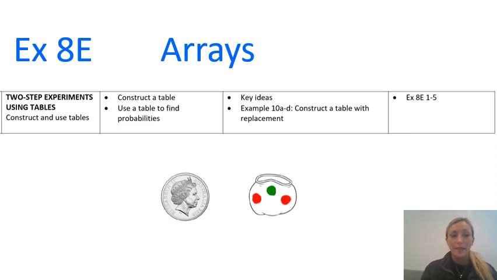Today's lesson is exercise 8E, arrays. Now I know this chapter is called two-step experiments using tables in the textbook and planning document, but I don't want you to get confused with two-way tables. So we'll use the heading array because that's also another correct terminology.